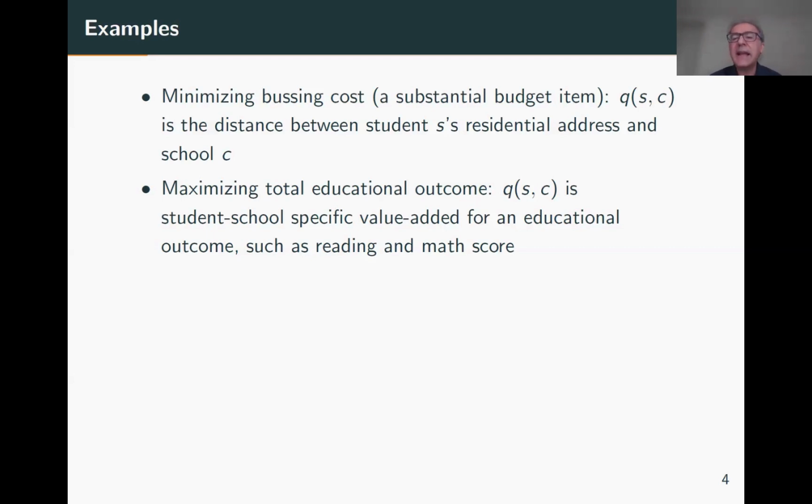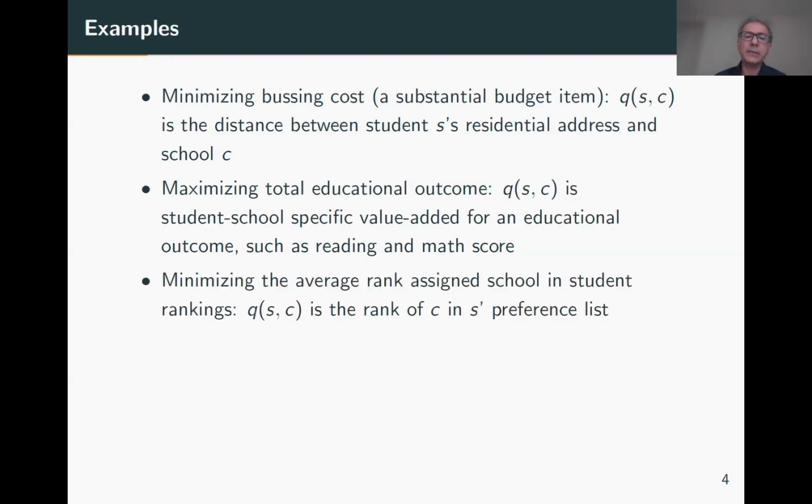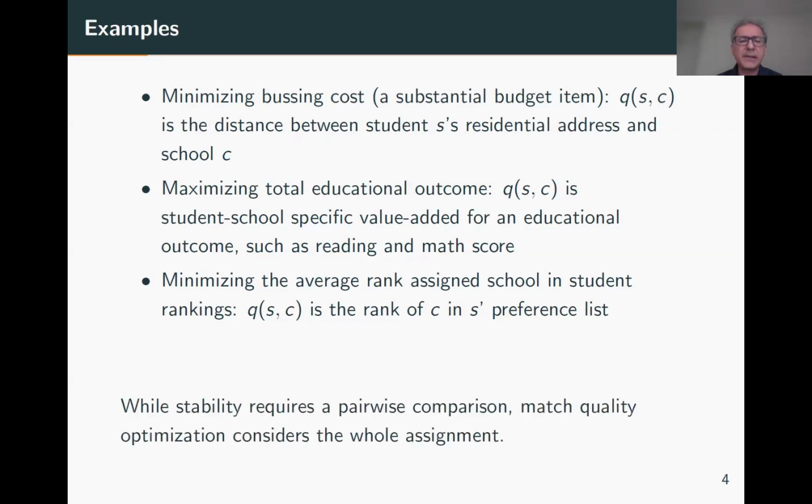To the extent that I can estimate match quality in terms of achievement or other educational outcomes between a student and a school, I should be able to do that as well. Now, a third one might be minimizing the average rank assigned school in student rankings. That is, try to assign kids as high as possible in their choice lists. This is also something that we are going to come back to later in applications, and I'm going to show you some numbers there.